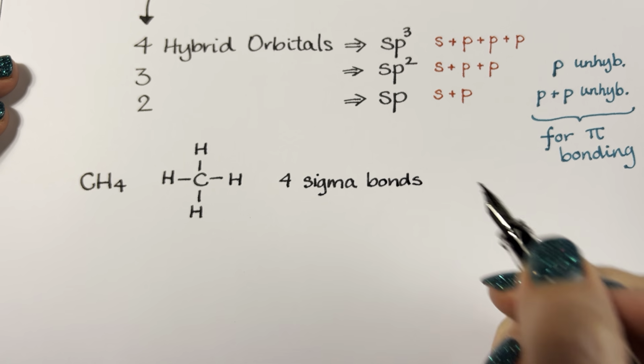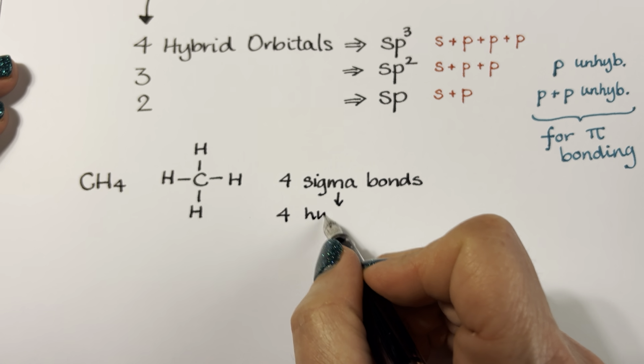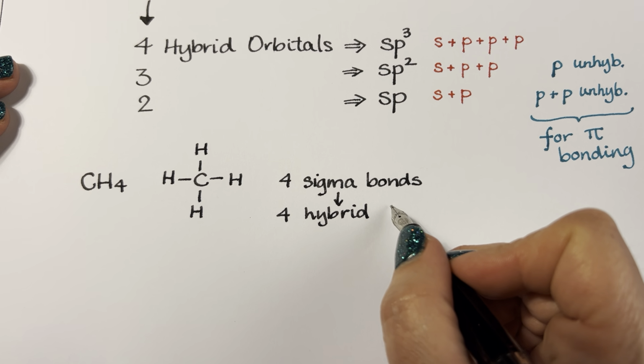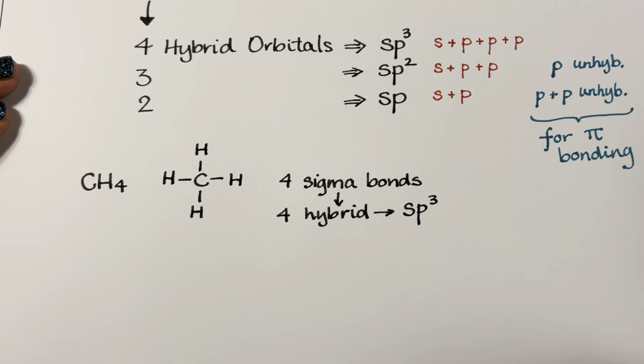That means we need 4 hybrid orbitals, and that means it must be sp3. Okay.